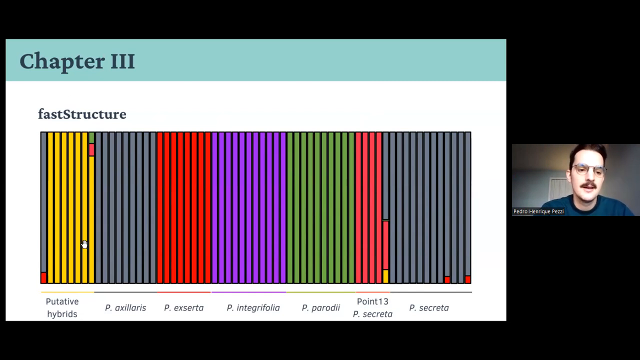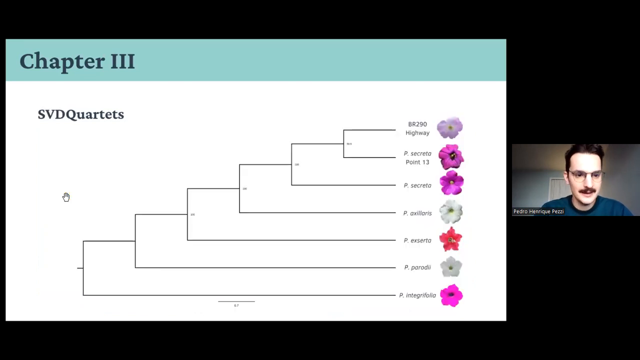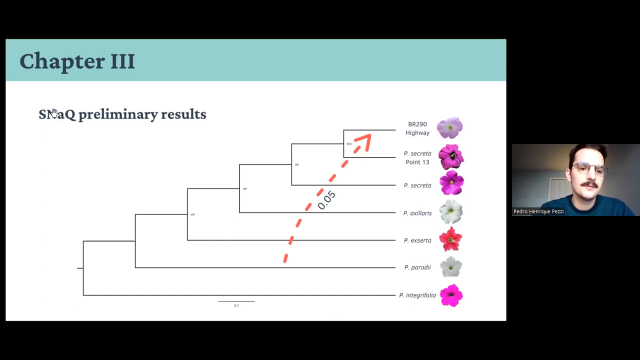So it's a mix of everything here. And then we did the SVD quartets to understand a little bit of the phylogeny of these populations. And we can see that the putative hybrids and these individuals from the population of Petunia secreta are within the Petunia secreta cluster. But we know that when it's a hybrid, maybe a phylogeny is not the best way to represent it. So this is a very preliminary result of the SNAQ.